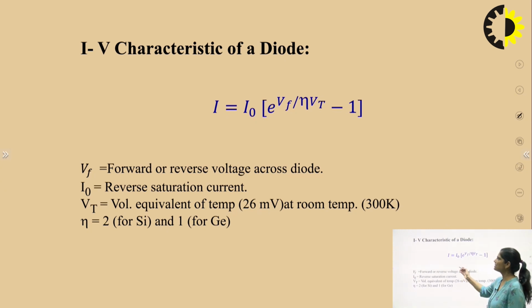And now this is the IV characteristic of a diode. I is equal to I0 e to the power Vf upon eta Vt minus 1. So I is the current here, and we have to find out the current. I0 is the reverse saturation current. VF is the forward voltage across the diode. Eta we are using as 2 for silicon and 1 for germanium. Vt is the voltage equivalent of temperature, at room temperature of 300 Kelvin, or you can consider 26 millivolt. So we have to calculate this equation; I is based on these parameters.